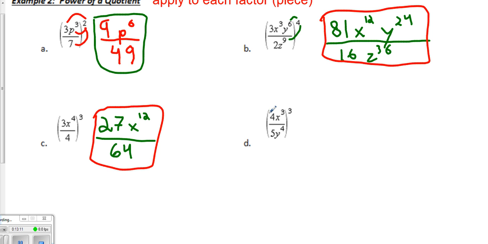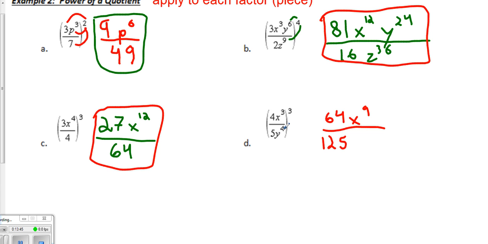Last one. 4x to the 3rd over 5y to the 4th. All of that to the 3rd power. 4 to the 3rd power becomes 64. X to the 3rd power to the 3rd power. 3 times 3 becomes 9. So we have x to the 9th power. All over 5 to the 3rd power, which is 125.